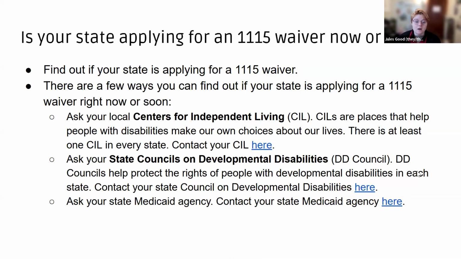So, step one, we're going to find out if our state is applying for an 1115 waiver now or soon. There are a few ways that you can find this out. Unfortunately, there isn't a one-stop shop, super easy website that makes it clear where or when states are applying for waivers and what is in the waivers they're applying for. So your best bet is to talk to the people in your state who are familiar with this process and can explain it to you. There are three main groups that we would go to for that.